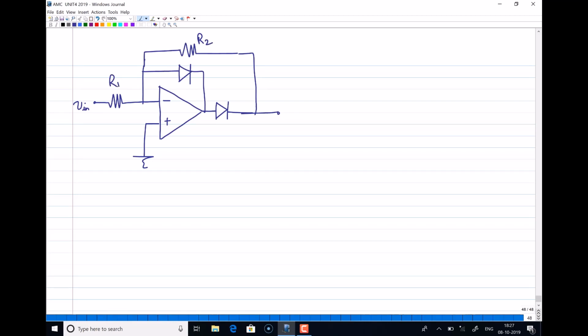In the previous circuit we were able to get the other way. So I'll just number these diodes: this is diode D1 and this is diode D2, and this is your output voltage Vout. For the time being I'll assume that both resistors have the same value, R1 equal to R2 equal to the same R value. Okay, so now let's look at the working of the circuit.